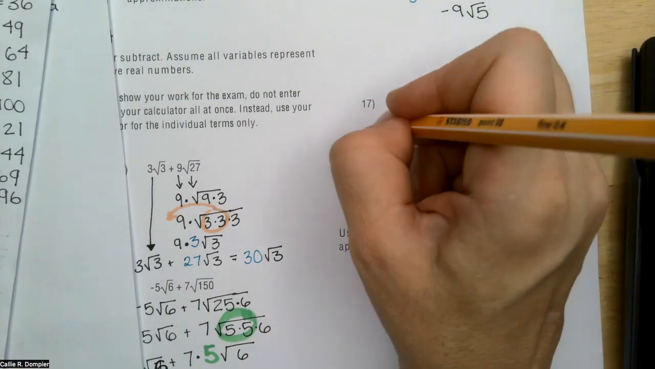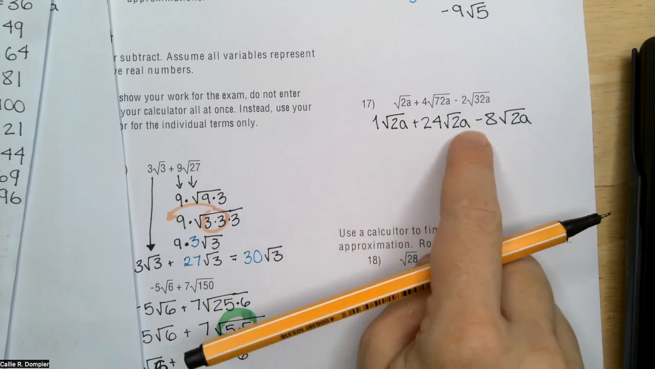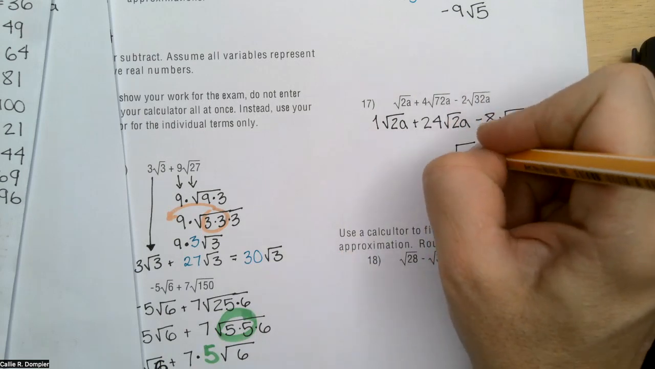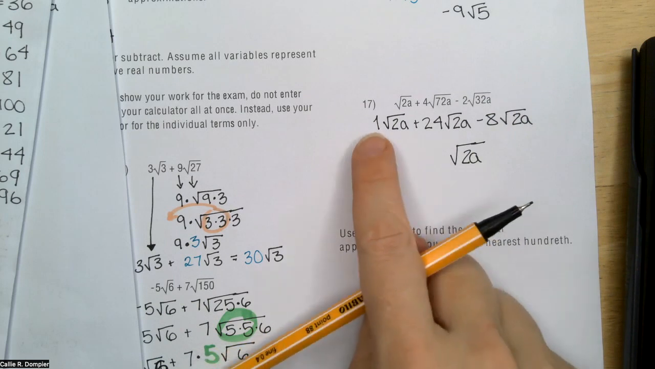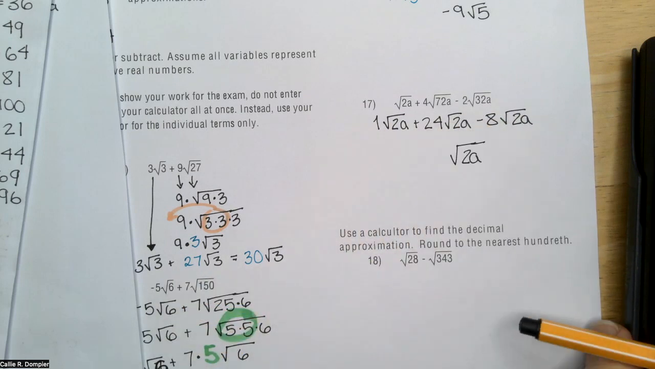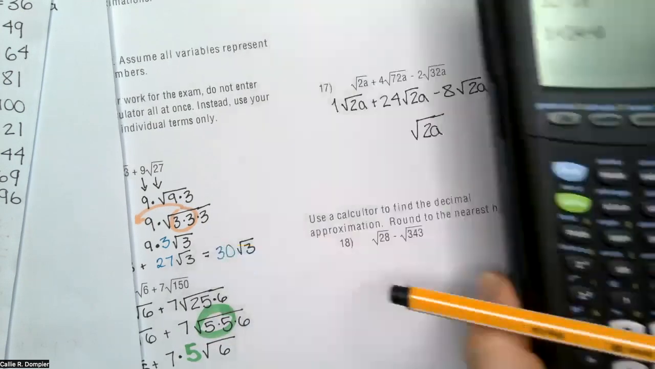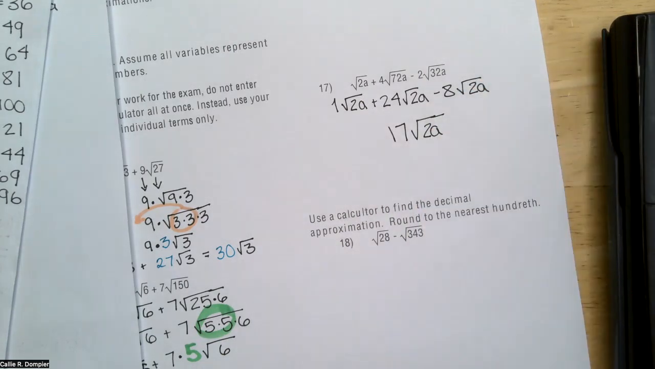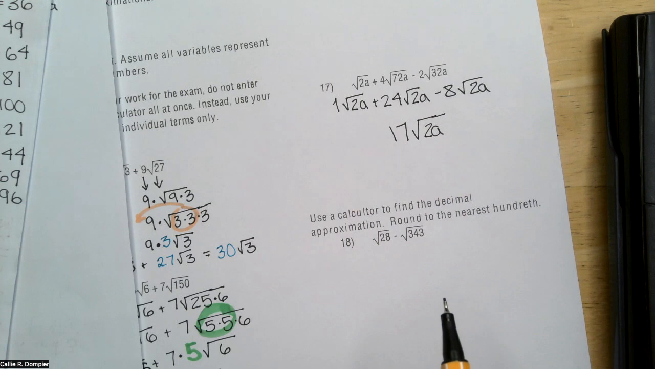So now we have 1 square root of 2a plus 24 square roots of 2a minus 8 square roots of 2a. Just bring down the 2a. 1 plus 24 minus 8 is 17. And they all had 2a as their radical.